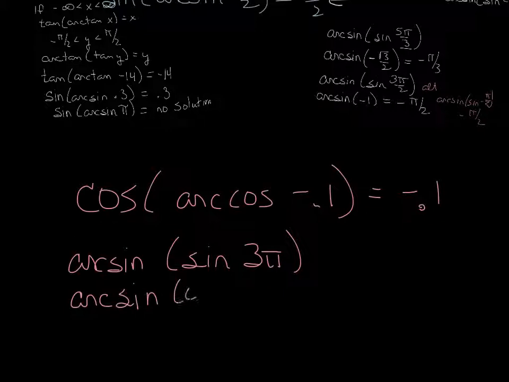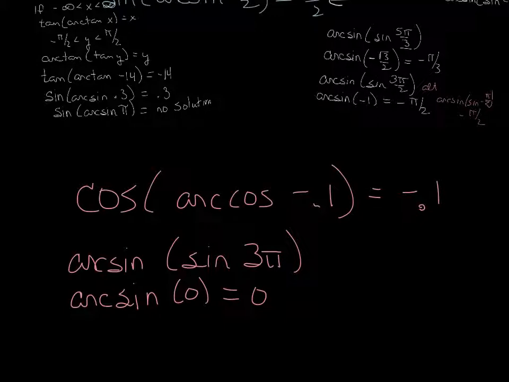So the angle whose sine is 0 is 0. Because we can't use 2 pi. Because we have to be between -pi/2 and pi/2. Wait, how is it equal to 0? The angle whose sine is 0 is 0. I'm talking about the second step. How is the sine of 3 pi 0?